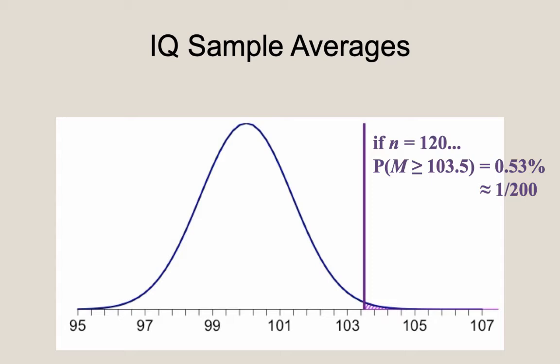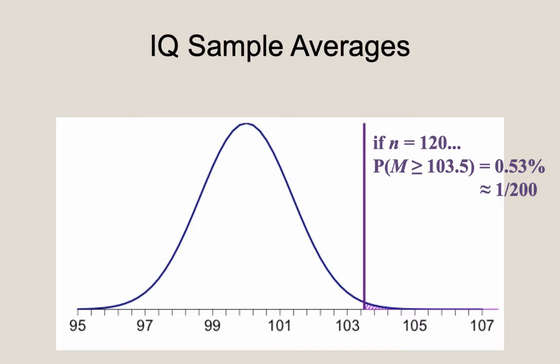Now, here we have our actual sample. This sample has a mean IQ of 103.5. In this context, we can determine how often this might happen by chance. It turns out the probability of getting a sample of 120 individuals with a mean of 103.5 or larger is 0.53%, or roughly speaking, this is a chance occurrence of about 1 in 200. I'm hoping you recall how to get these percentages using the NORM.DIST function in Excel. And we can see from the shaded region that this is indeed a relatively small probability of happening by chance.